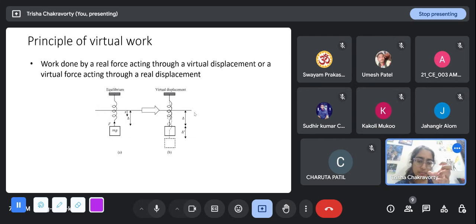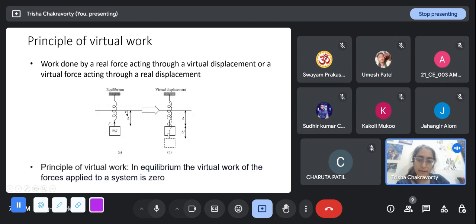Now suppose I pull down the mass. I have not actually pulled it down, but just imagining that it has been pulled down by a distance of delta star, this is called a virtual displacement. The principle of virtual work is, in equilibrium the virtual work of the forces applied to a system is zero. So the total virtual work applied to a system is zero. We'll get to the implications of this in a minute.